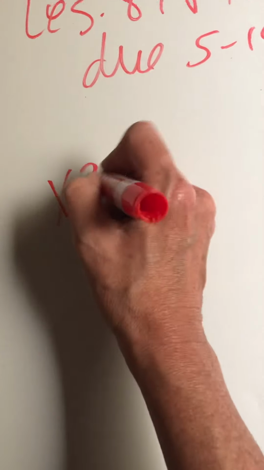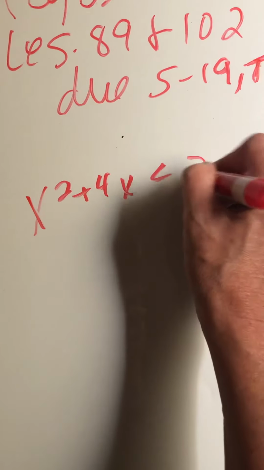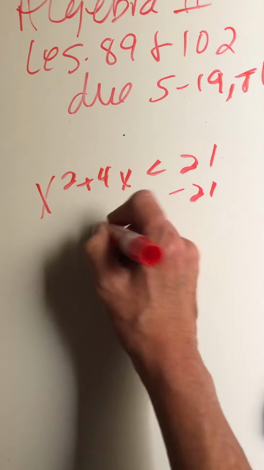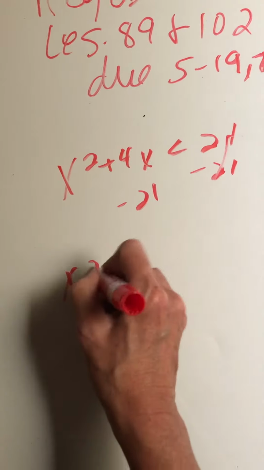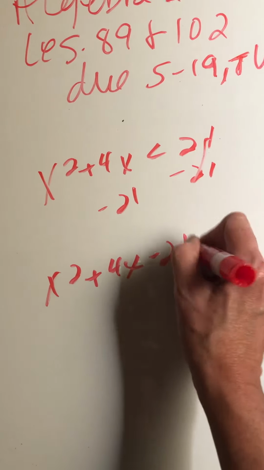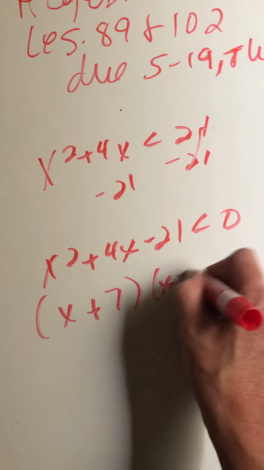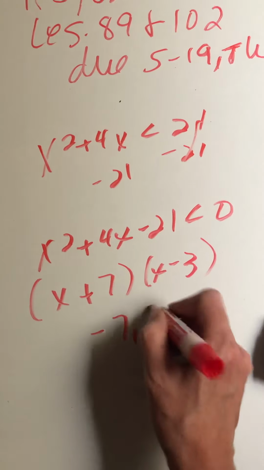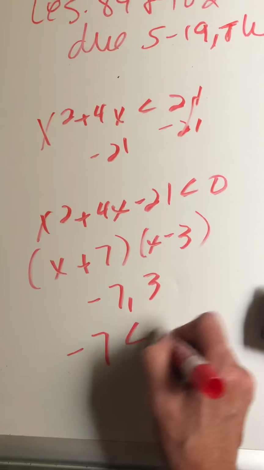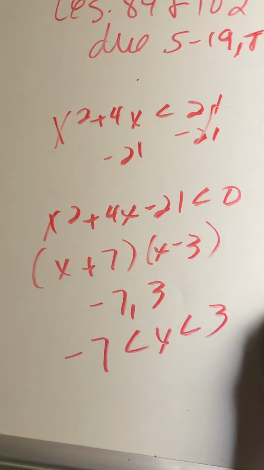Okay, then you're going to see somewhere you've got x squared plus 4x less than 21, so you need to move that 21 over. So x squared plus 4x minus 21 less than 0. So that'd be (x plus 7)(x minus 3), watching the sign. So -7, +3, it's a conjunction. -7 less than x less than 3 is how that works.